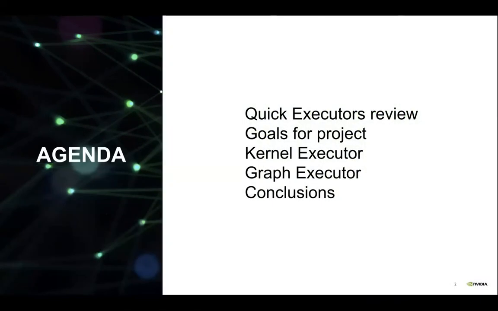Just for a quick roadmap, if you have not been exposed to the C++ executors proposal before, I'm just going to give a quick review of that to get people on the same page. I want to talk a little bit about the goals of this exploration, and then two specific types of executors that we've prototyped over the course of this project, namely this kernel executor and this graph executor. And then I'll conclude with what I think are opportunities for enhancing both Cuda Graphs and our executors proposal.